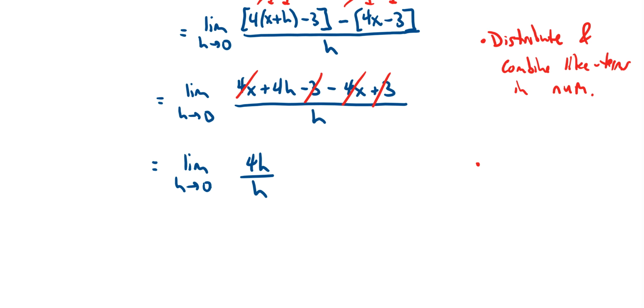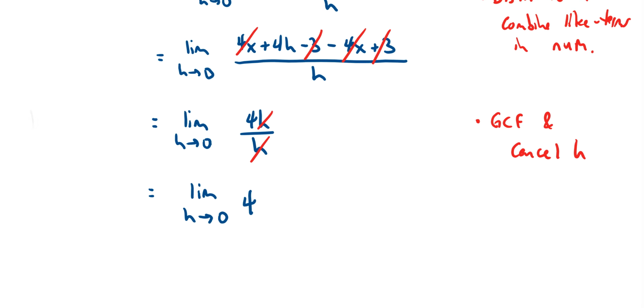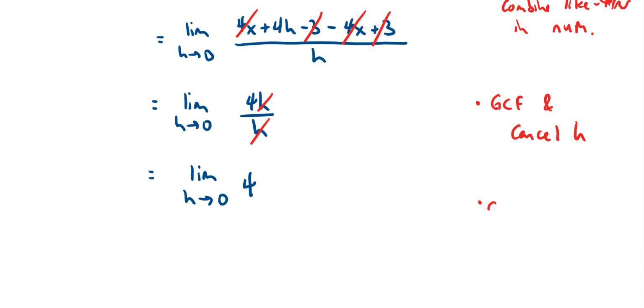Next, you want to be able to cancel. You might have to factor. I'll put GCF and cancel the h. In this case, you don't need to do a GCF here. You can just cancel h divided by h as 1. So all we're left with is the limit as h approaches 0 of 4. Now you would do direct substitution, but there's no h to plug in for, right? It's just 4. So anytime you have the limit of a constant, there's nothing to plug in for. So the answer is just 4 itself.